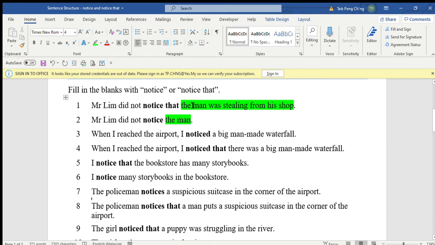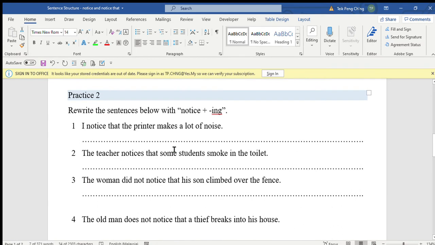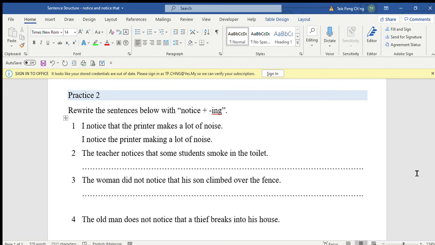Remember, if the object is a sentence, you have to use notice that. If the object is a noun phrase, you have to use notice. Okay? Now look at practice number 2. You have to rewrite the sentences below with notice plus ing. So look at the answer number 1. I noticed that the printer makes a lot of noise. So you should do it this way. I noticed the printer making a lot of noise.